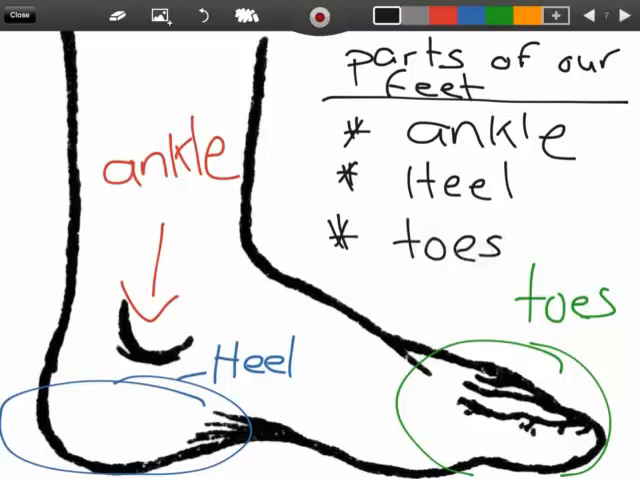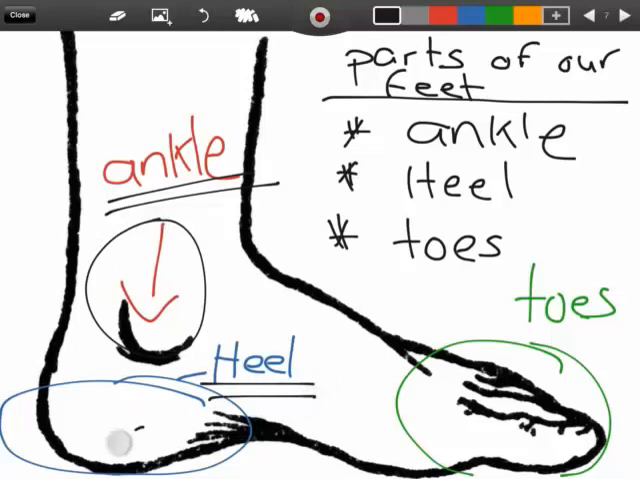As shown in the picture, we have our ankle, that is right here, as shown. We have our heel, that is right here, and we have our toes, that is right here, as shown in the picture.